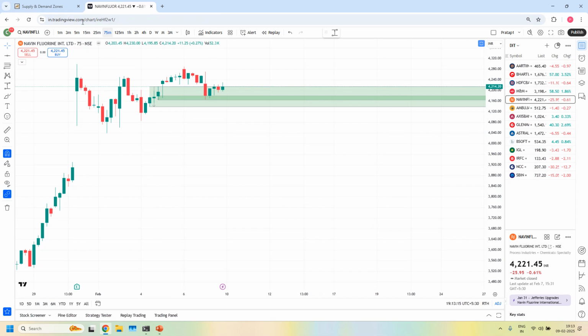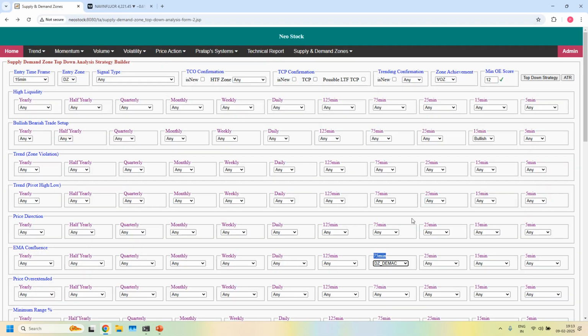Why did I set it? Because all the 75-minute zones earlier have an uptrend, because they were bullish trade setups. ITF is always uptrend in the bullish trade setup. Because they have an uptrend, and EMA confluence works only in trending markets. Your trend is uptrend, a bullish trade setup. So for the demand zones we are looking for whether EMA confluence is there or not.